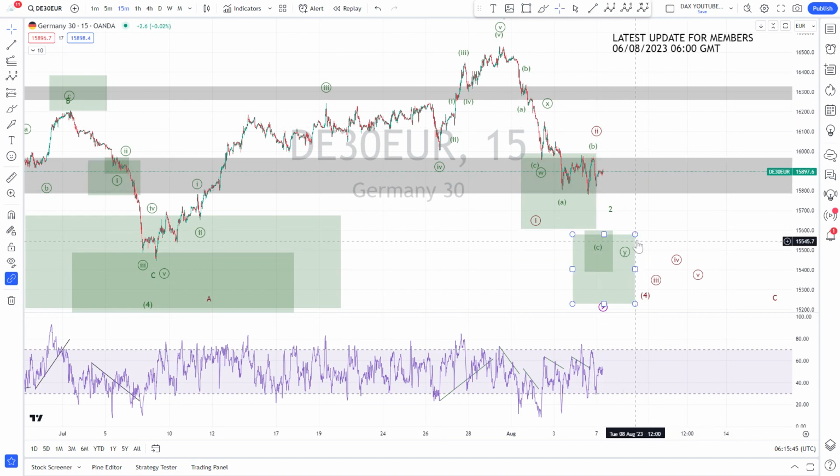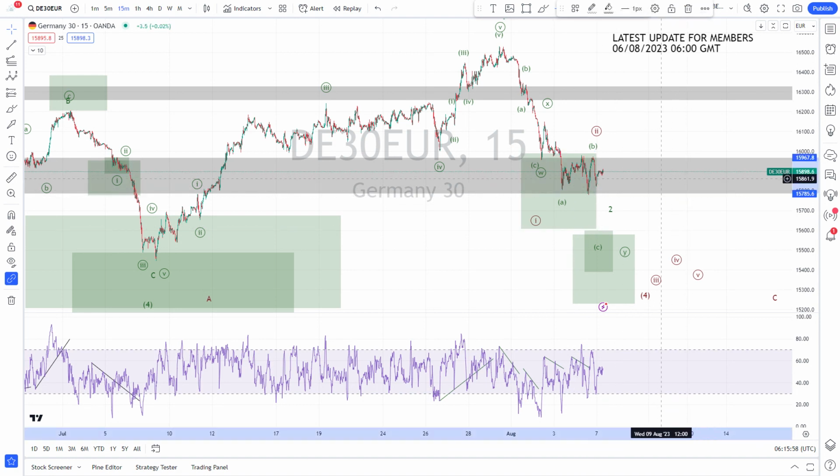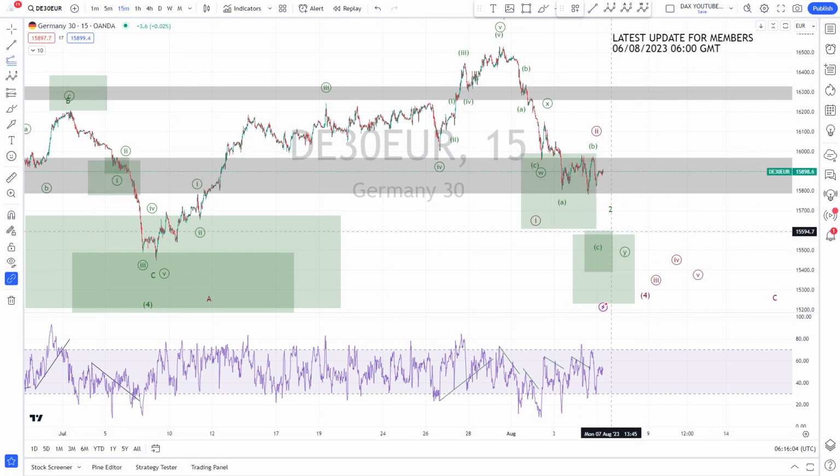So this is the area where our wave Y should go. This upper boundary also coincides with the lower boundary of our wave 2 here. And then maybe we can also already determine this wave C here.